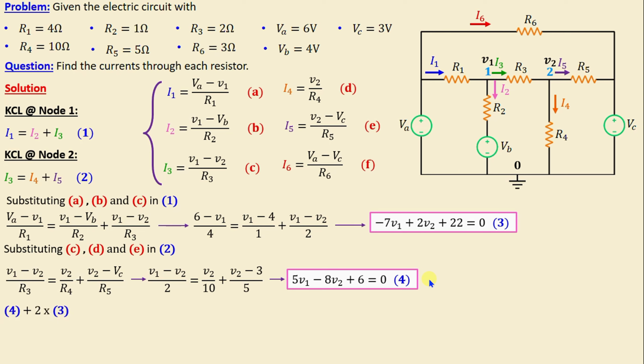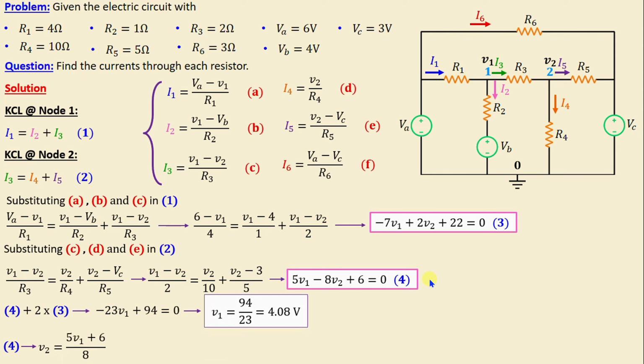Now, by performing 4 plus 2 times equation 3, we obtain one equation in terms of V1, negative 23 V1 plus 94 is equal to 0. That means V1 is equal to 94 over 23 is equal to 4.08 volt. And from equation 4, we can write V2 is equal to 5V1 plus 6 over 8, and if we replace V1 with its numerical value, we obtain V2 is equal to 3.3 volt.